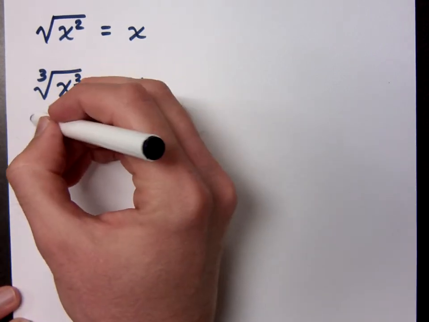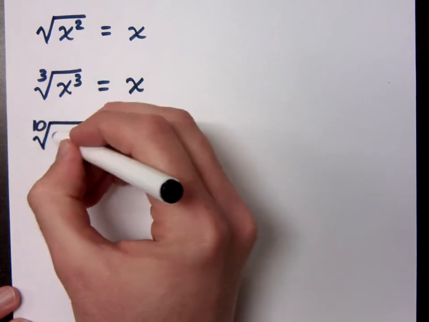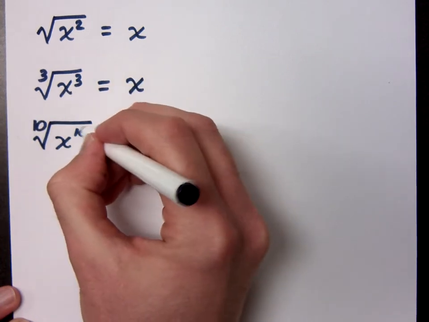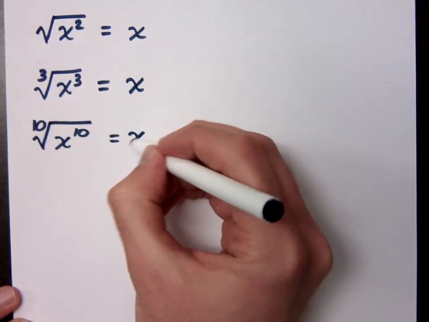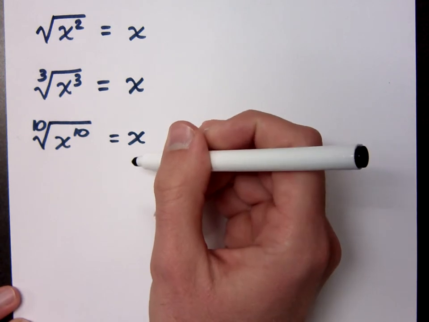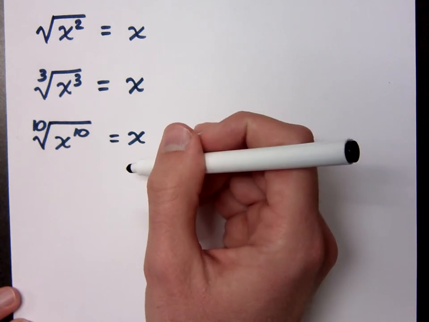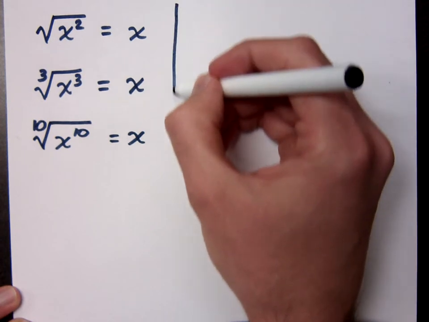Yeah, that's perfect. What's the 10th root of x to the 10th? X. So, this is so easy, right? Now let's make it interesting.